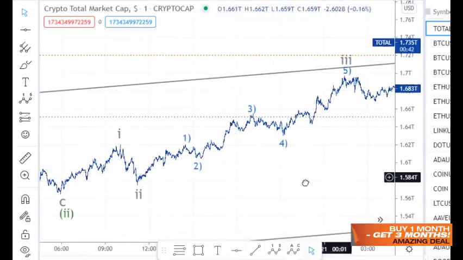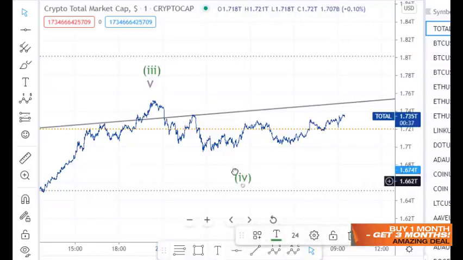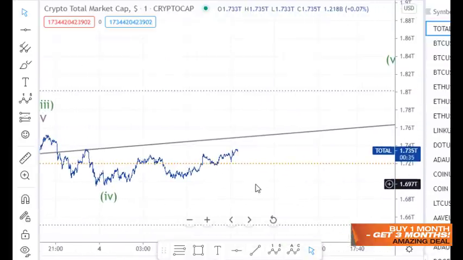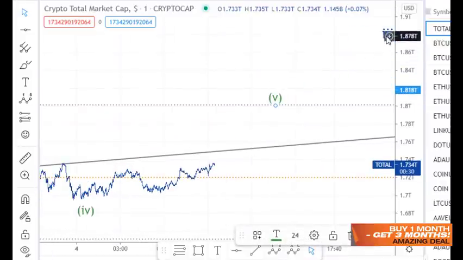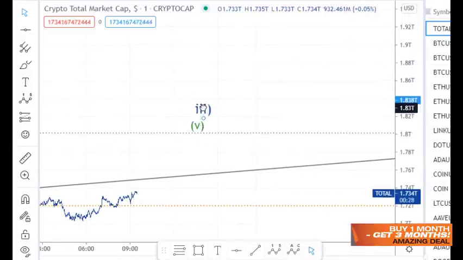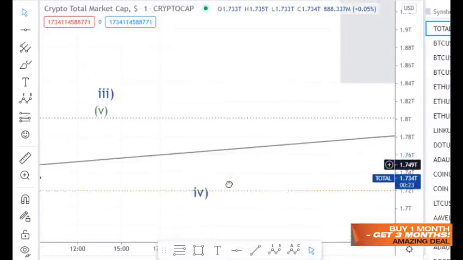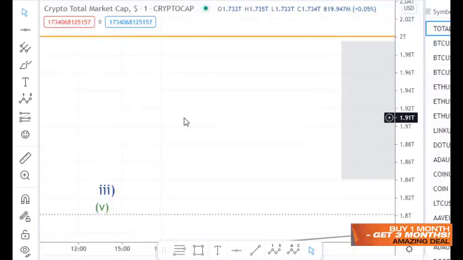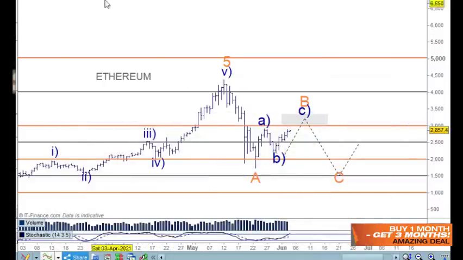Yeah, a bit hard to track, but anyway, we're coming up for wave 5 of 3 here. So wave 5 of 3, and then there's going to be blue wave 4, and then there's going to be one more move up from that point, and we're heading up into our target area there. So a little bit tricky to see there, but I won't worry about that too much. Ethereum's got the same count, the overall market's got the same count. That's the point I'm trying to get across here.